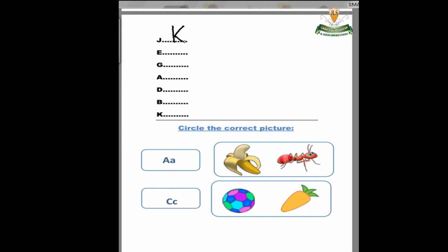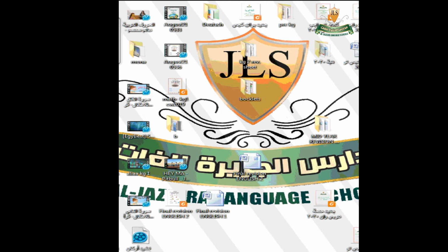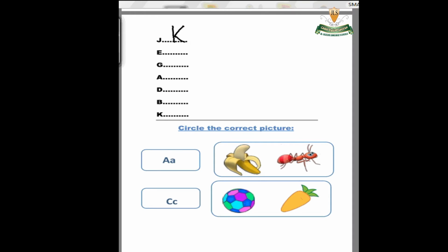Super. What's after E? F. Excellent, KG. Please write letter F. G. What's after G? H. Excellent, KG. Write letter H.